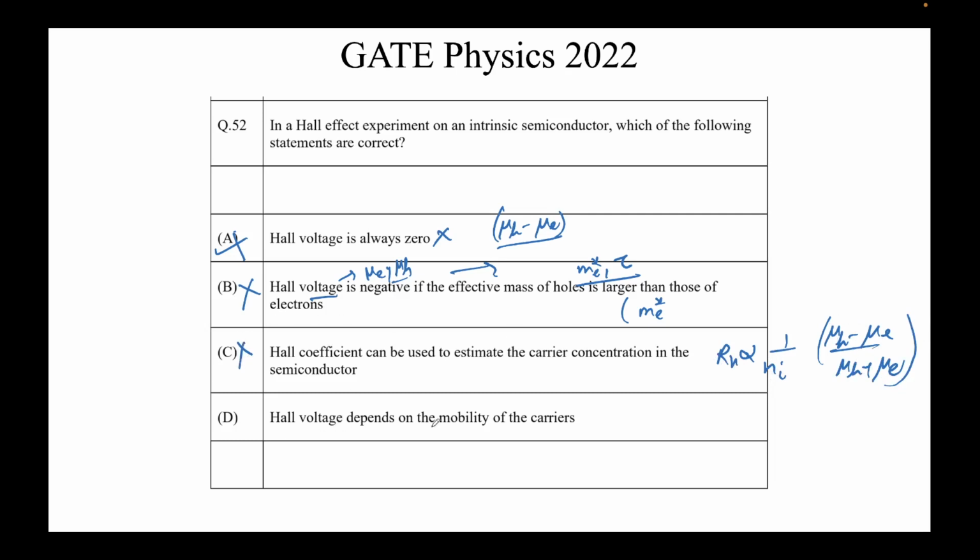However, we know that the Hall voltage, the expression which was dependent on mu H minus mu E over mu H plus mu E, we can determine this. The Hall voltage was directly proportional to this and depends on the mobility of carriers. So option D is the correct answer here.